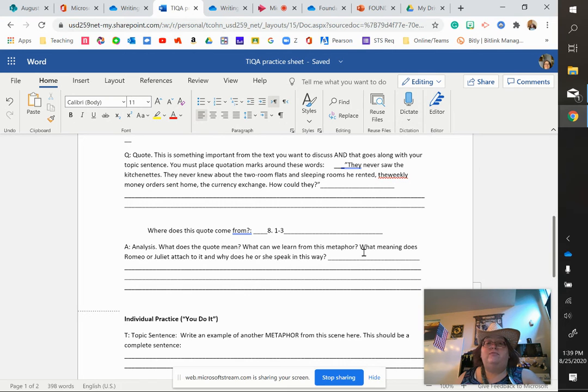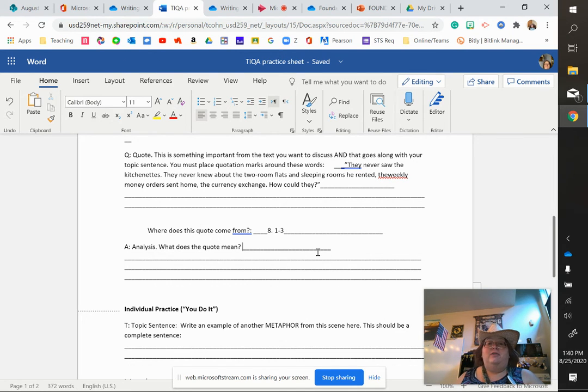Okay. Analysis. What does the quote mean? What can we learn from it? What meaning? Okay, this is taken from another assignment, obviously. So let's just delete that right now. Okay, there we go. Sorry, folks.